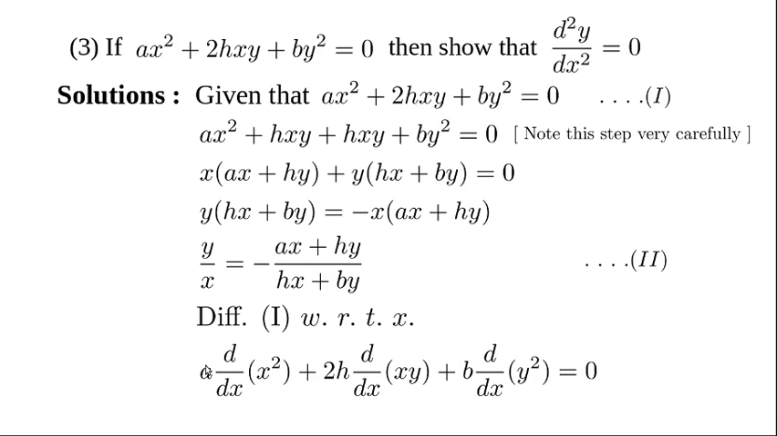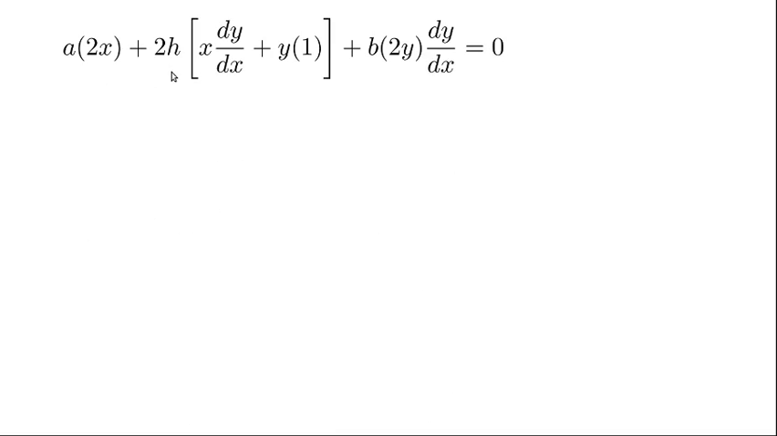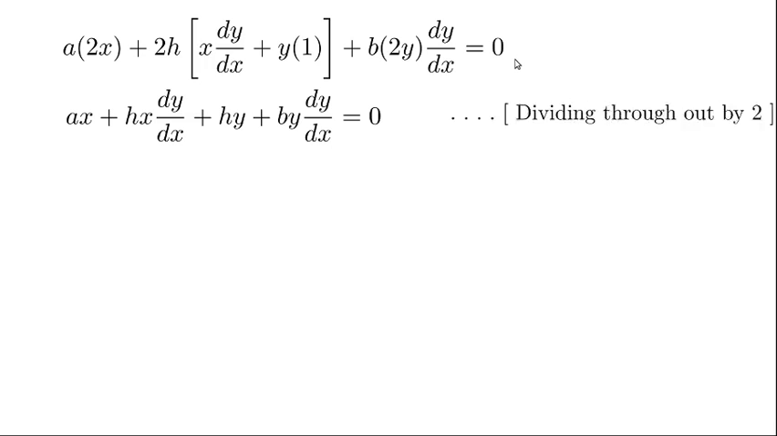Here a is a constant kept out. And when you differentiate this, we use product rule, and here it is the composite function rule because we are going to differentiate with respect to x. So it is a times 2x plus 2h into (x dy by dx plus y into 1, derivative of x is 1), plus b into derivative of y square, 2y into dy by dx equal to 0. So 2 is common throughout. We can divide throughout by 2 and open the bracket.